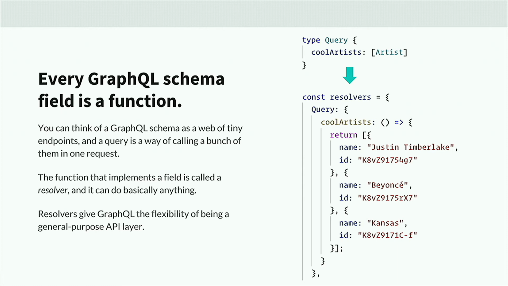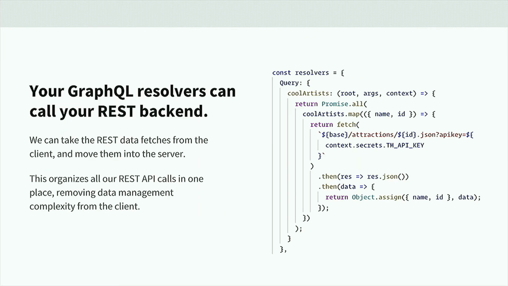It can do anything. In this case, we've got a resolver for this cool artists field that returns some of the coolest artists you can listen to today. And so in this case, it's just returning an array. But we can swap that out. Because we can call anything, we can actually call a REST API from there. OK, so this is what it looks like in the simplest version to take a resolver on our schema.